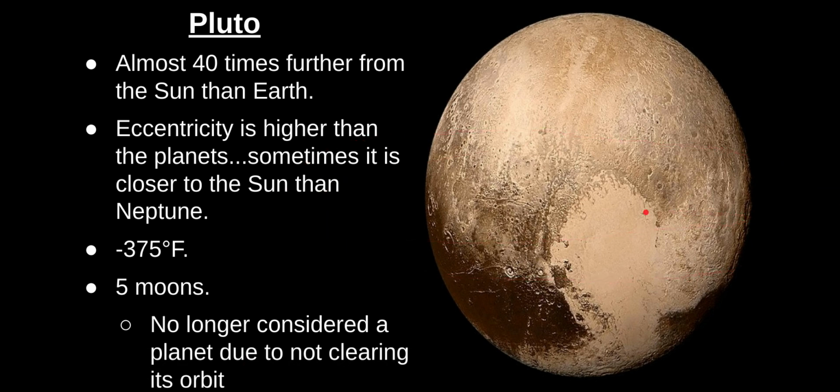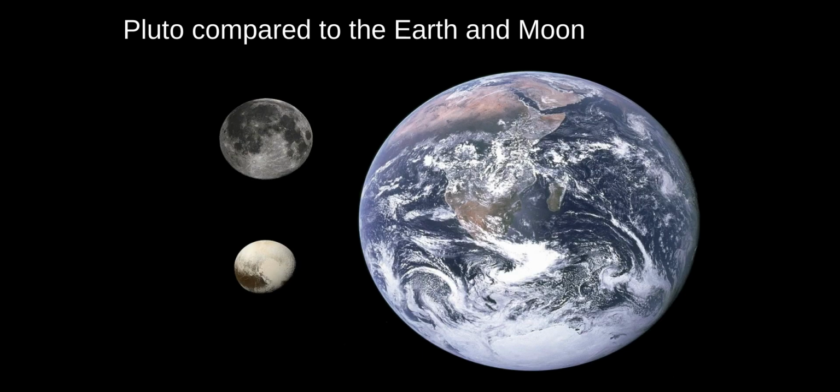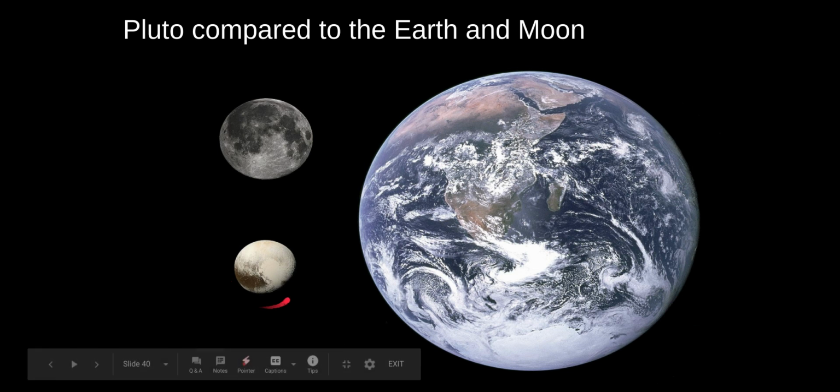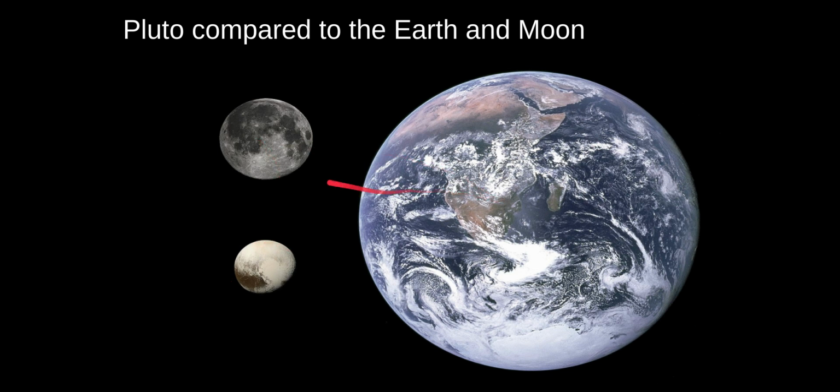And the reason it's no longer considered a planet is because it has not cleared its orbit, meaning there are still other bodies that pass through its path, right? Other planets have cleared out their orbits by either collecting, right, or colliding with those things, but Pluto hasn't been able to do that. Just to give you a sense of how tiny Pluto is, here's Pluto compared to our moon and our Earth. So it's very, very small, right? This is why we don't call it a planet anymore. We call it actually a Plutoid.